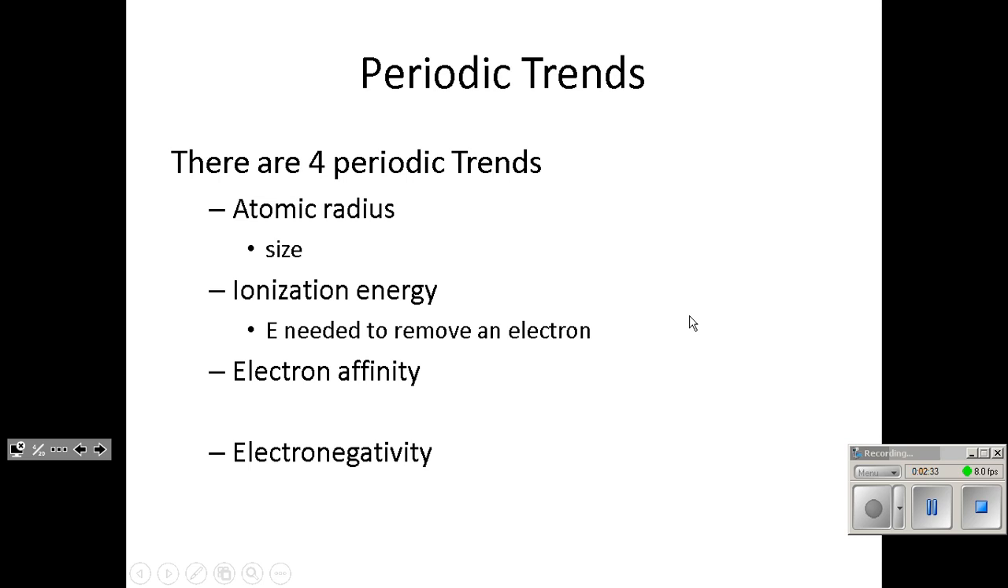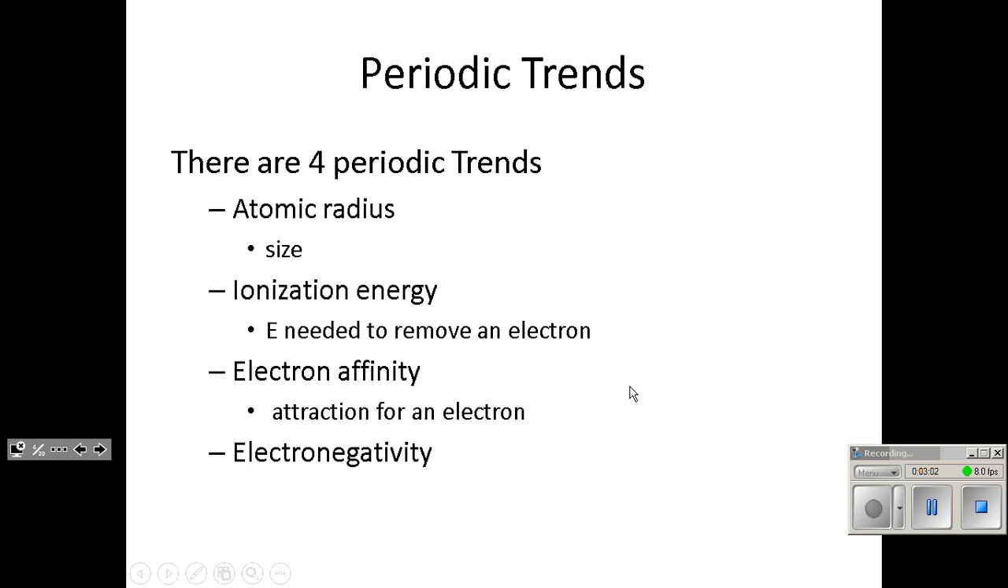And then electron affinity. If you have an affinity for something, like I have an affinity for coffee, that means it's something that I really like, something that I want around me at all times. Electron affinity is just that. It's really a nucleus's attraction for electrons. How much does that atom want to pull electrons toward itself?